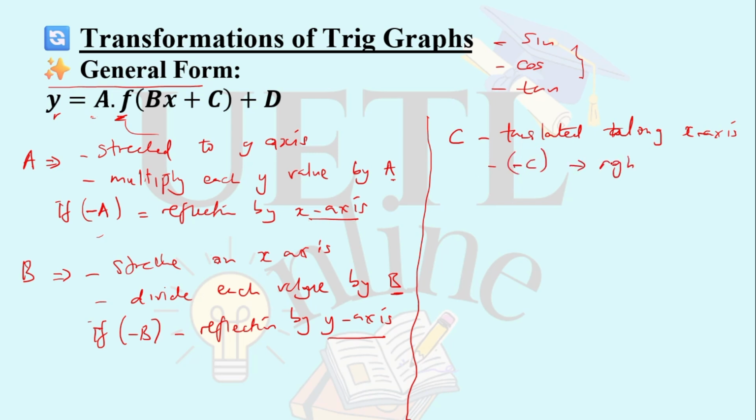Okay, so you are going to move c units to the right. And if c is positive, this means that you are going to move c units to the left. So this is what you do. And then let's go on to d.